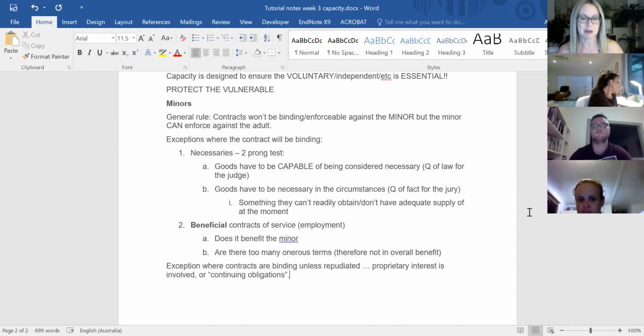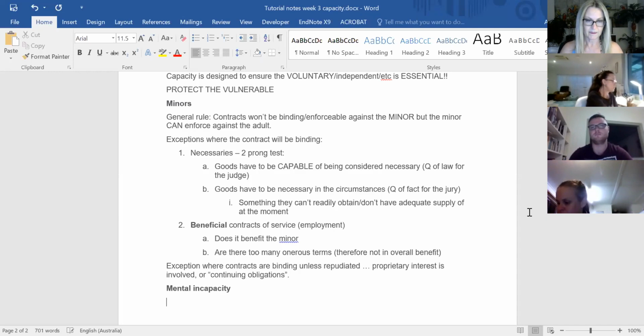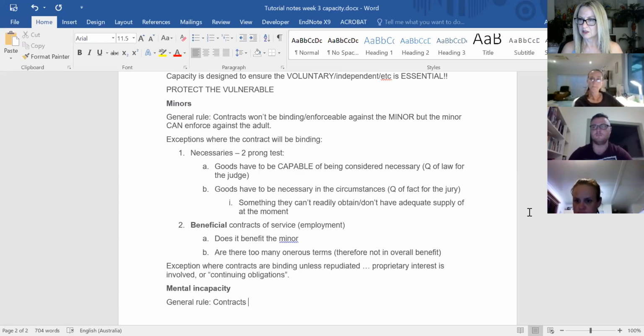Okay, the other thing is mental incapacity. What's the go there? What's the general rule here? Are contracts binding, not binding? Does that cover intoxication? Yes, it does, Jackson.